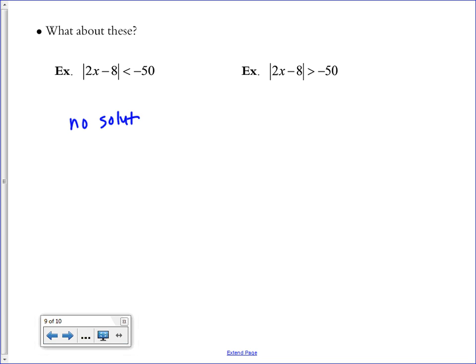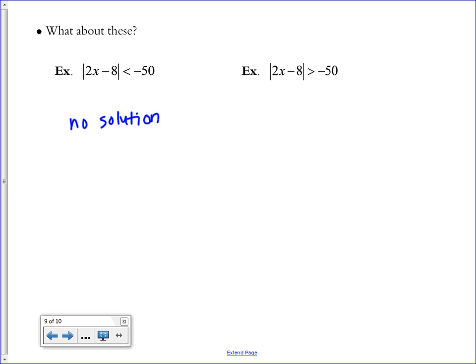The second one, the most interesting, it says the absolute value of 2x minus 8 is greater than negative 50. Well, the lowest thing that the absolute value will ever come out to is 0, right? Everything higher than 0 and including 0. So are there any possible instances where this won't come out to be greater than negative 50? And the answer is no. No matter what you plug in for x, this is going to be a true statement.